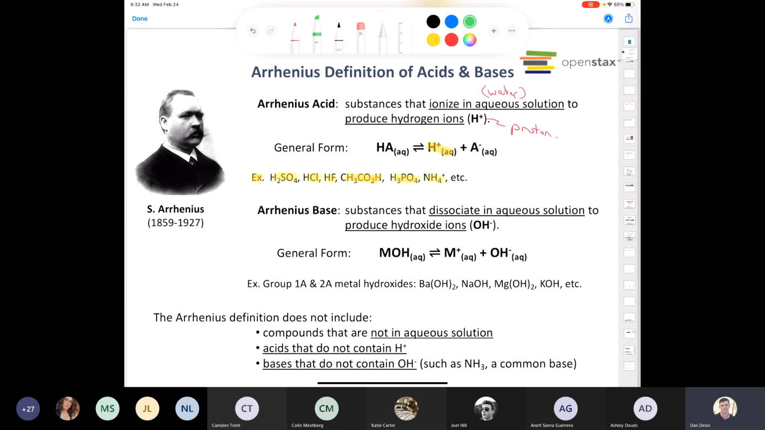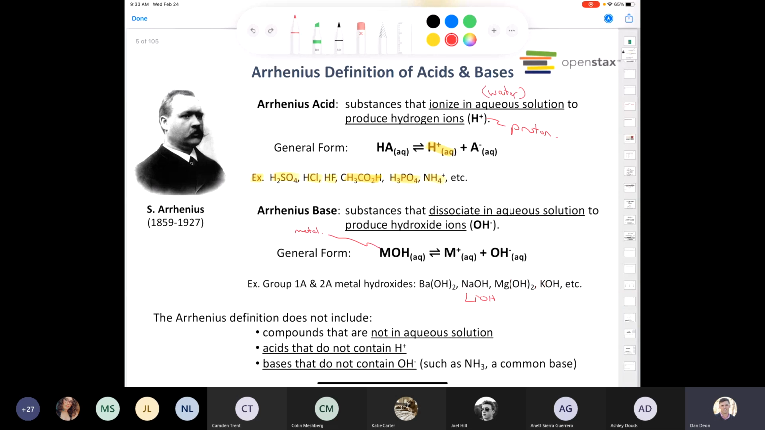What's an Arrhenius base? An Arrhenius base is something that, when it dissociates in an aqueous solution, produces hydroxide ions, OH-, right? You think about the strong bases that you would have looked at in general chemistry, things like sodium hydroxide, potassium hydroxide. What about lithium hydroxide? It's not listed here, but that would definitely count as a strong base. They all have the general form of MOH. What does M represent? M represents a metal, right? Sodium is a metal. Lithium is a metal. Magnesium is a metal. Potassium is a metal.